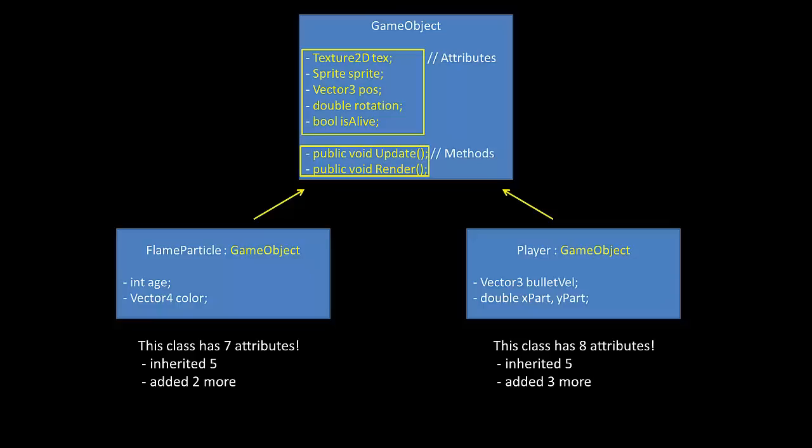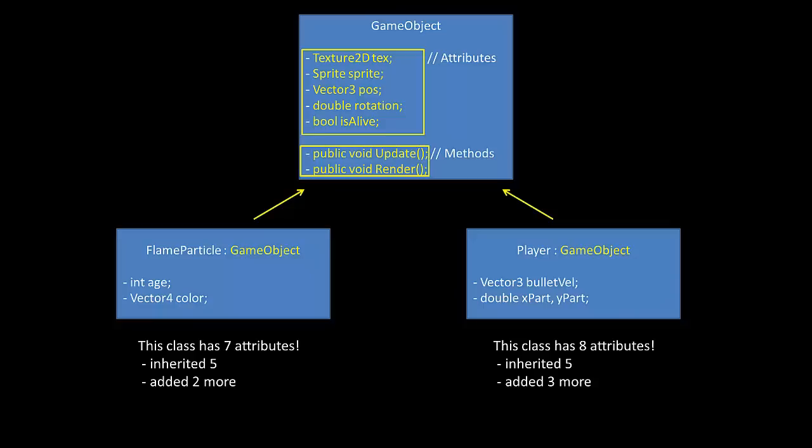Now notice how this was done. We used the colon operator to say that one class is going to inherit from another one. Also notice that we have arrows that point up to GameObject. This notation is commonly screwed up because it's natural for us to think that inheritance goes down to the player and to the Flame Particle.